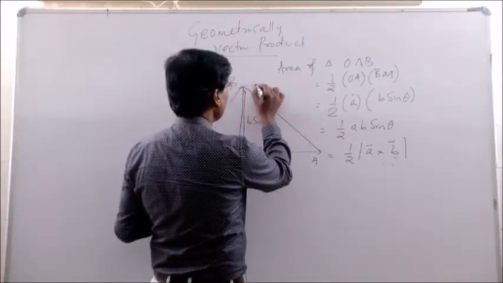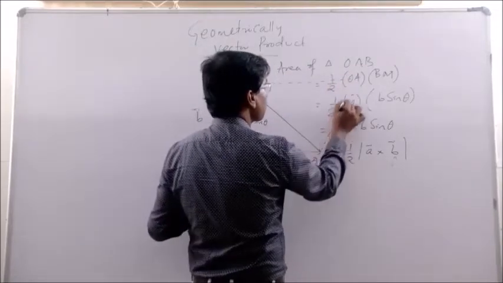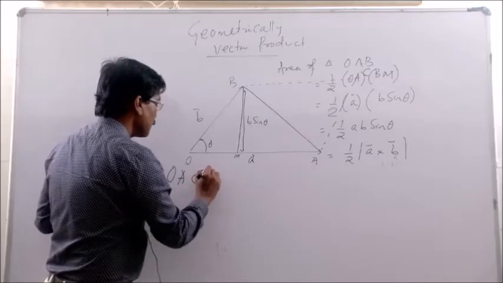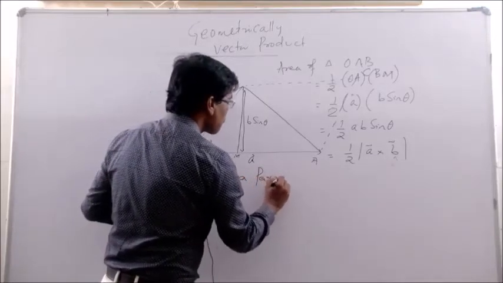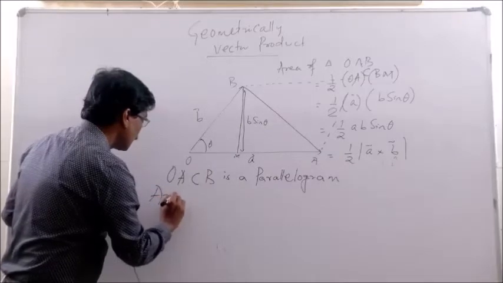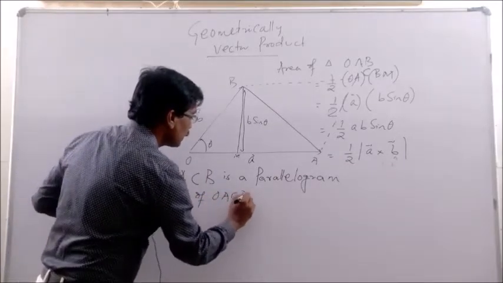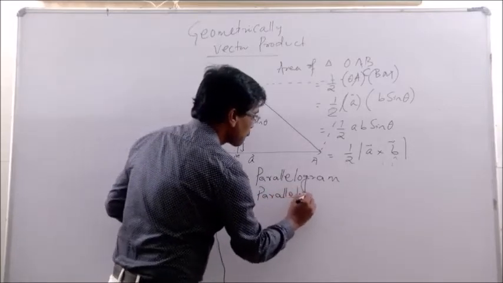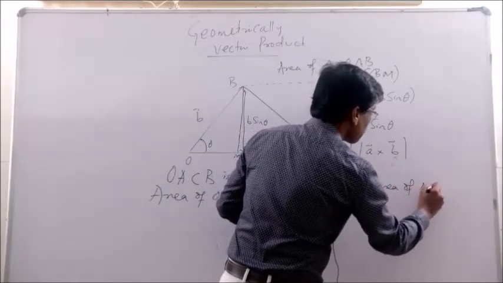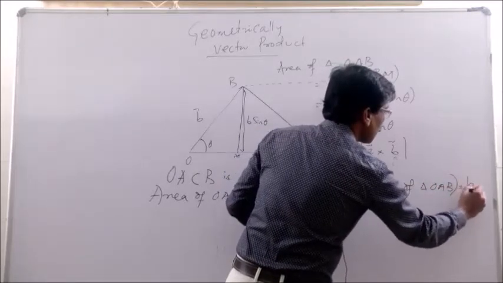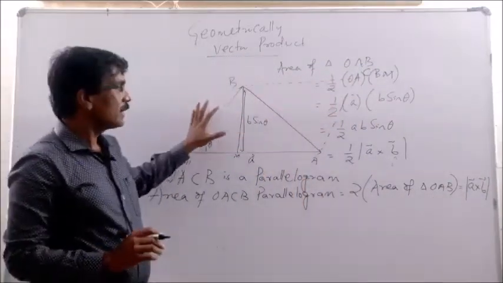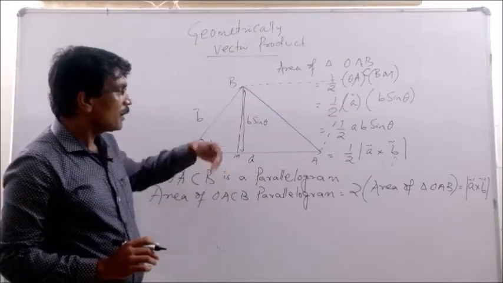Now, if we extend B vector along and A vector as C, then OACB is a parallelogram, and its area is equal to 2 times the area of triangle OAB, which is equal to magnitude of A cross B. So geometrically, vector product is to find the area of a rectangle, parallelogram or a triangle.